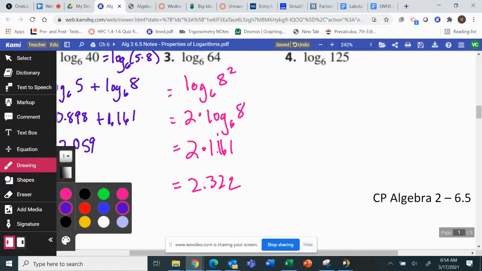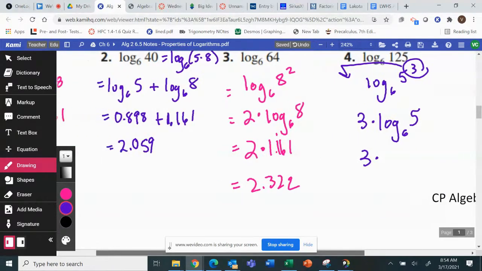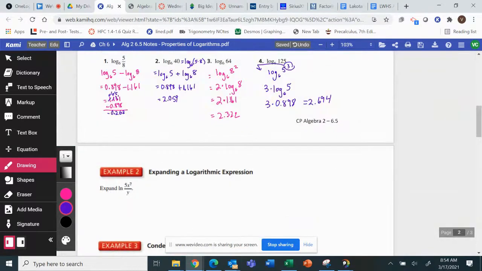Okay. And then the last one, I would rewrite this as log base 6 of 5 to the third. I'm gonna take that 3, move it to the front. 3 times log base 6 of 5. So 3 times 0.898. And then who's got an answer for me? 614? No. Gosh, I can't hear you at all. 694. There you go. Yay. So those are logarithmic properties.